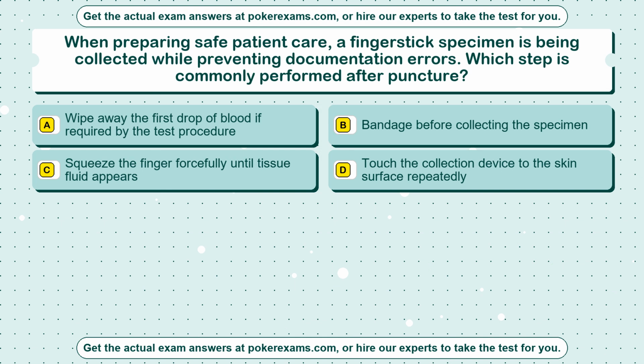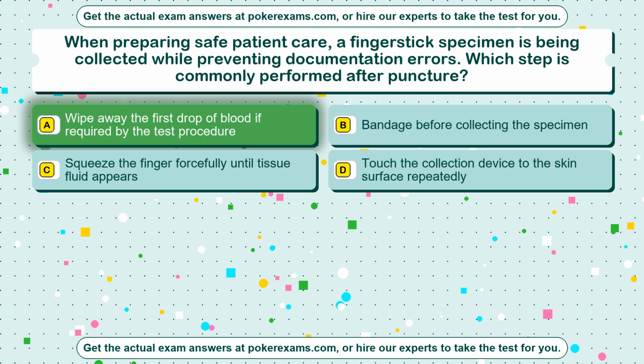Question 29. When preparing safe patient care, a finger stick specimen is being collected while preventing documentation errors. Which step is commonly performed after puncture? Option A, wipe away the first drop of blood if required by the test procedure. Option B, bandage before collecting the specimen. Option C, squeeze the finger forcefully until tissue fluid appears. Option D, touch the collection device to the skin surface repeatedly.